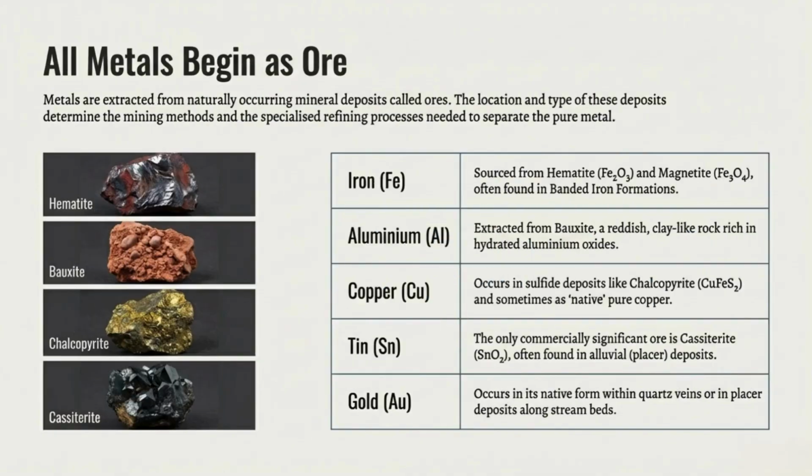Most metals don't exist in nature as pure chunks. Instead, they are chemically bonded to oxygen or sulfur in rocks called ores. For example, to get iron, we look for hematite. To get aluminium, we mine bauxite. And for copper, we use ores like chalcopyrite. These ores are the raw ingredients for our industrial recipes.